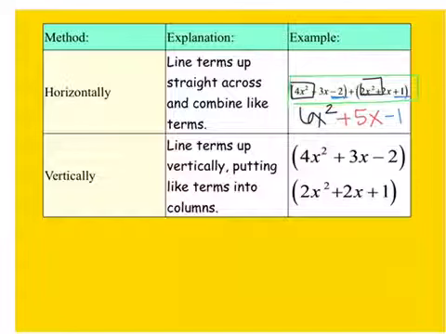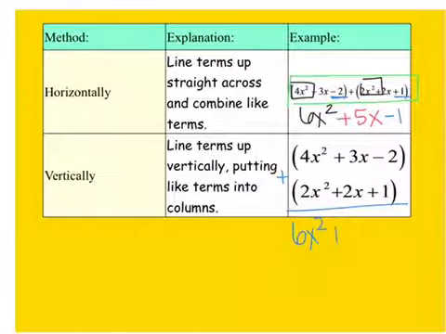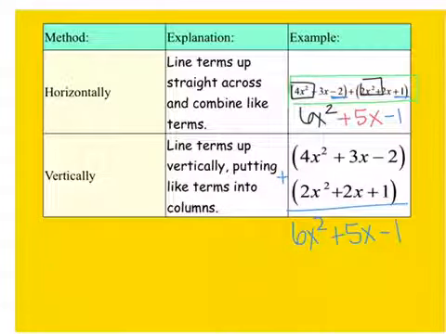I like to do the vertical method. You line up your polynomials by putting like terms into columns. I want my x squareds on top of my x squareds, my x's on top of my x's, and my numbers on top of my numbers. Since we're adding these, we add them straight down. So I'd get 6x squared plus 5x minus 1. Either method is going to work just fine. I like the vertical method, again, because when we get into subtracting polynomials, it makes it a little bit easier for me.